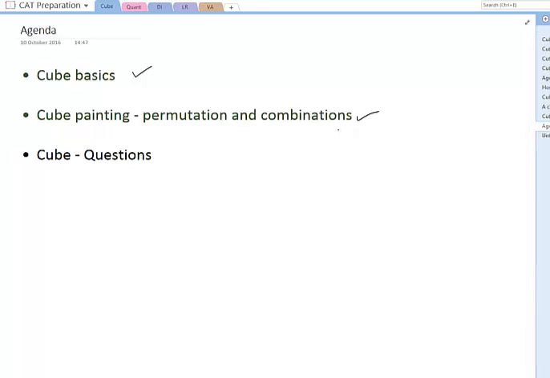Questions can be far more difficult, but I don't want to get into them because I don't think they're very important from the CAT perspective. But otherwise, you know the basics that are needed for solving these kind of questions. In the next section, we'll do some difficult questions on cubes.